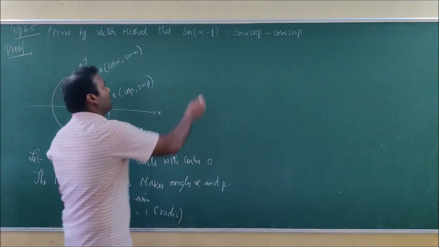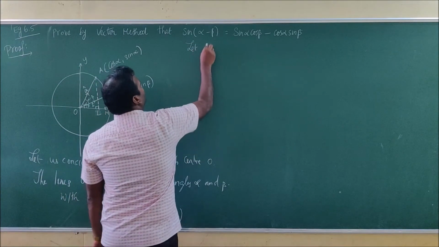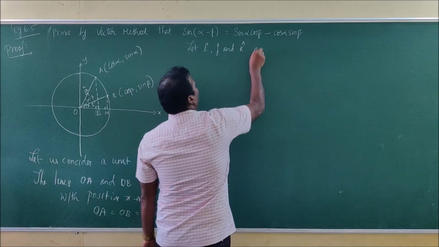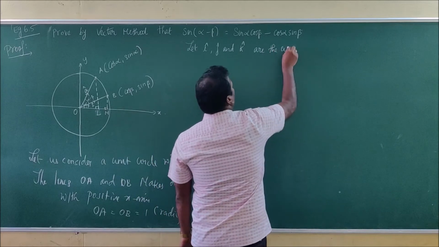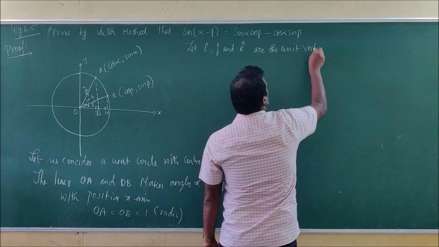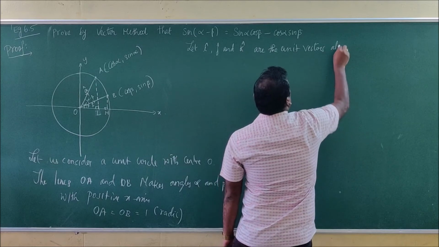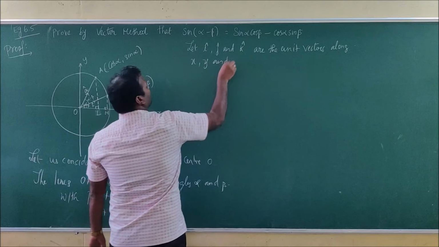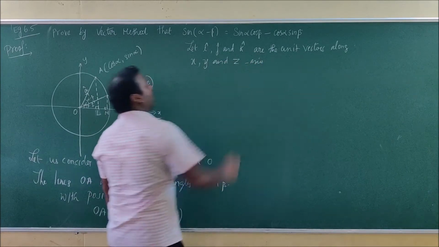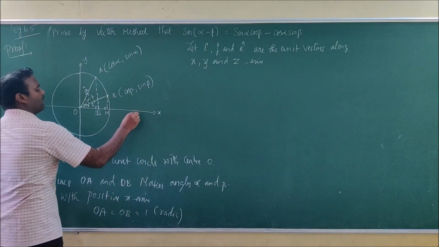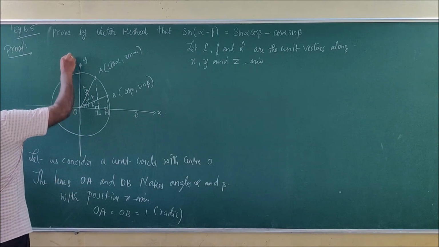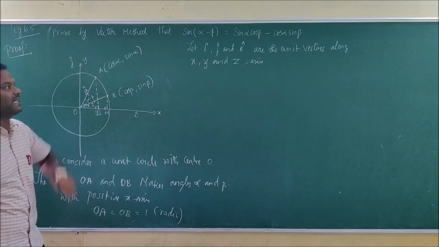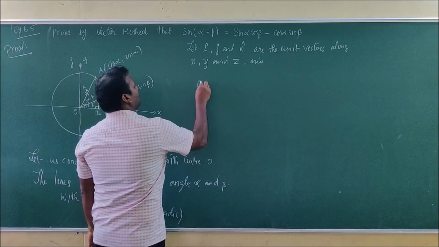Next thing we are going to do is declare that i cap, j cap and k cap are the unit vectors along the x, y and z axes. So along the x axis I am declaring i cap, along the y axis j cap, and along the z axis you have the vector k cap. Now we are going to write the vectors.